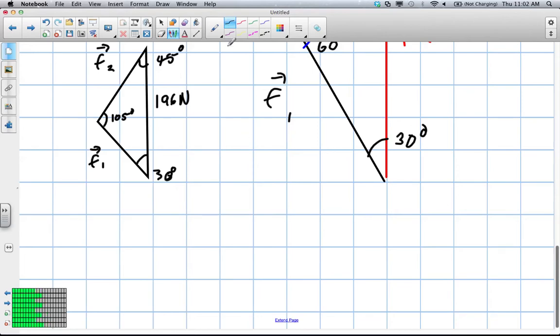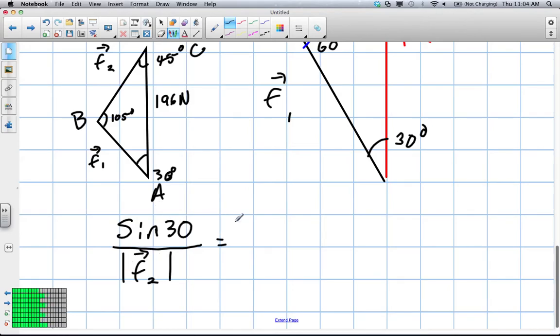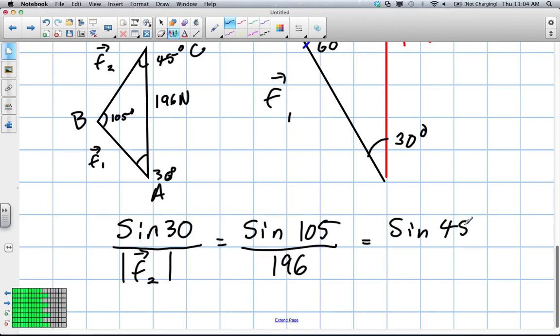Okay, so we have these here. Let's set up our sine law in order to figure this out. So let's call this A, B, and C. Which means the opposite sides would be the corresponding lowercase letters. Sine A is 30. The opposite side is considered force number 2, or the magnitude of that force, which is equal to sine, we'll say B is 105, and we know that that is 196 newtons, which is equal to sine 45, which is C, which is force number 1. Okay. So we got that all now.